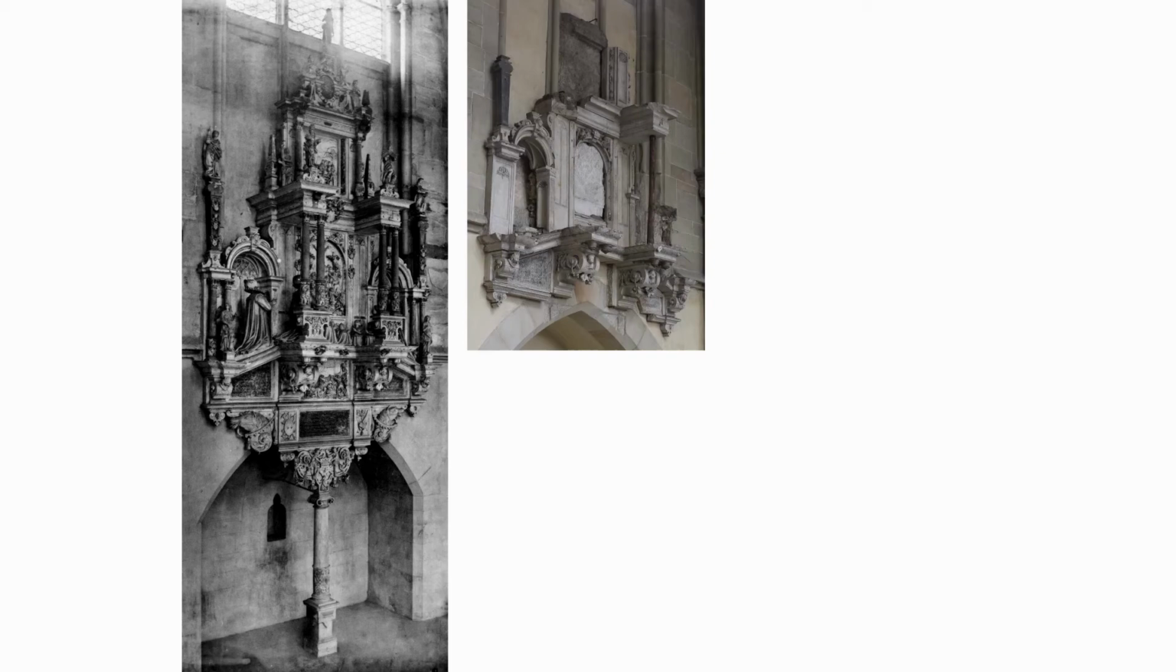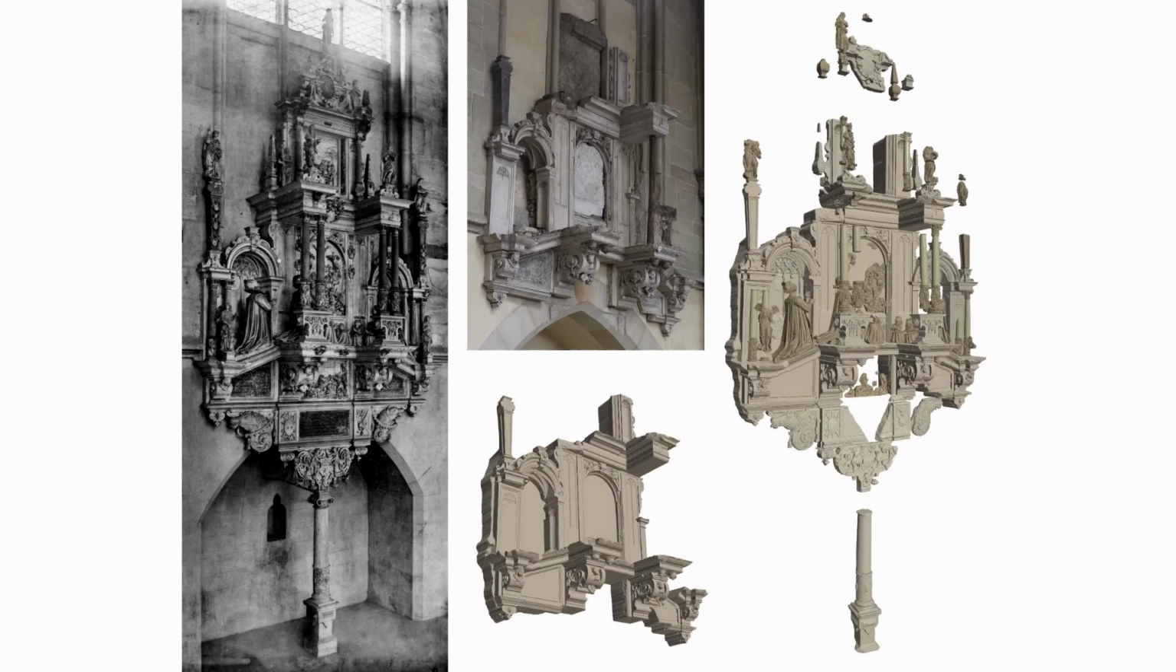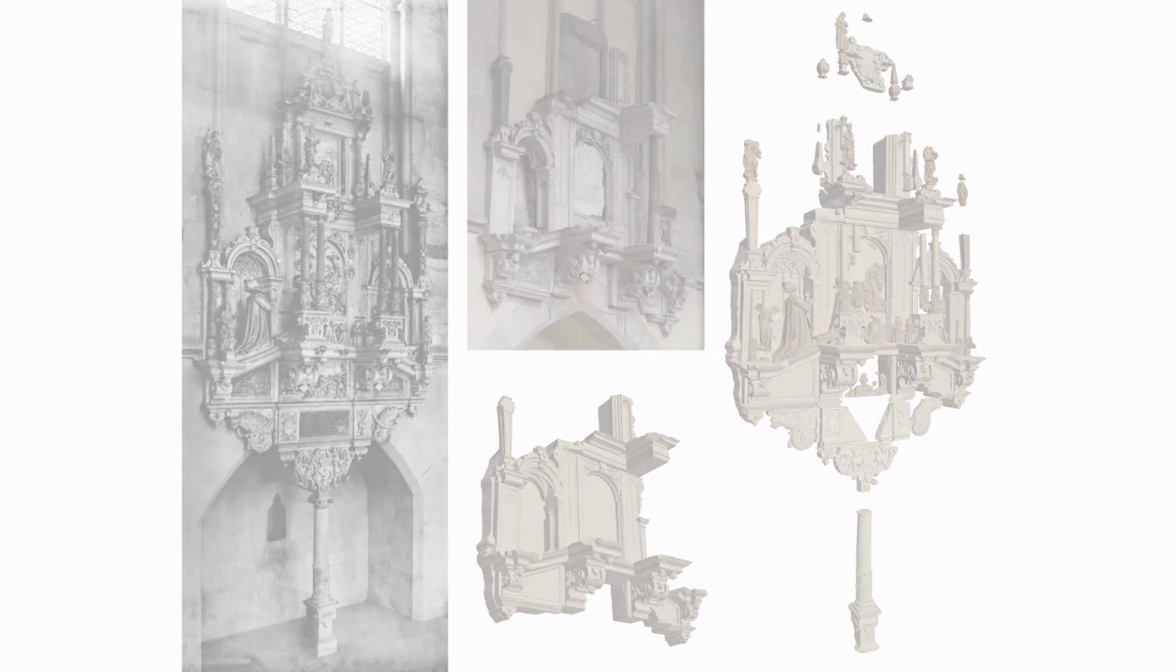The funerary monument was constructed around the year 1610. During the Second World War, it was destroyed on the 18th of September 1944, and the damaged remains of the main structure are still mounted on the wall. The scan of wall-mounted remains is the starting point of the digital reconstruction. In total, 182 fragments could be virtually assembled.